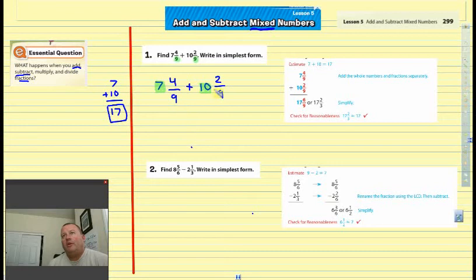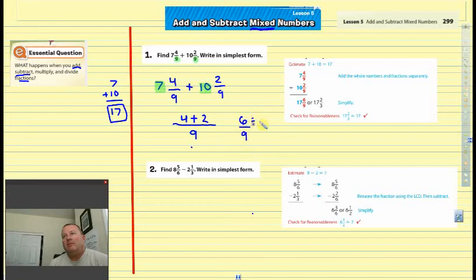Then I have 4/9 and I have 2/9. Because I have the same denominator, just like I did before on like fractions. If you go back to the video on like fractions, you'll notice that I put the 9 down below because it's the same denominator, and then I put 4 plus 2 up top. So now I'm dealing with the fraction portion of the mixed number. So 4 plus 2, well, yes, you guessed it, I'm going to get 6/9.